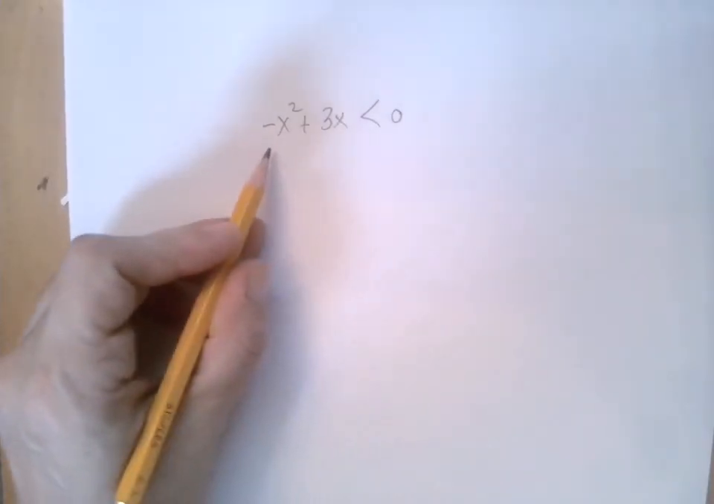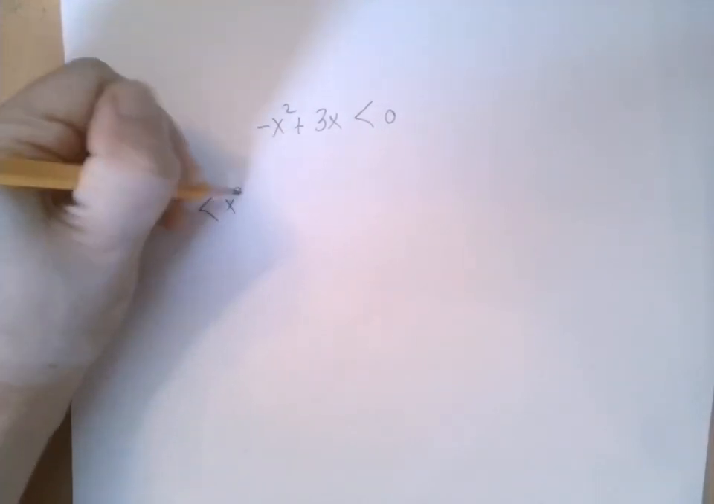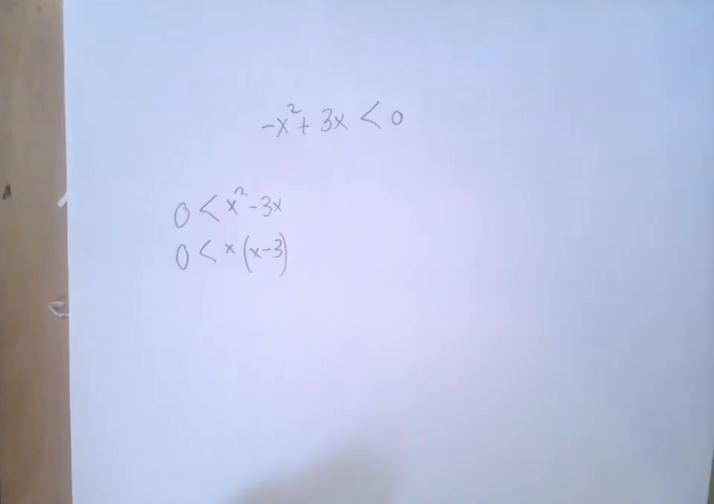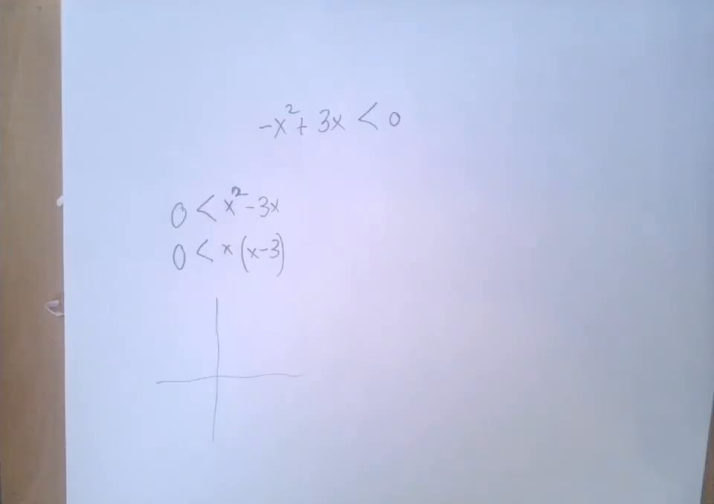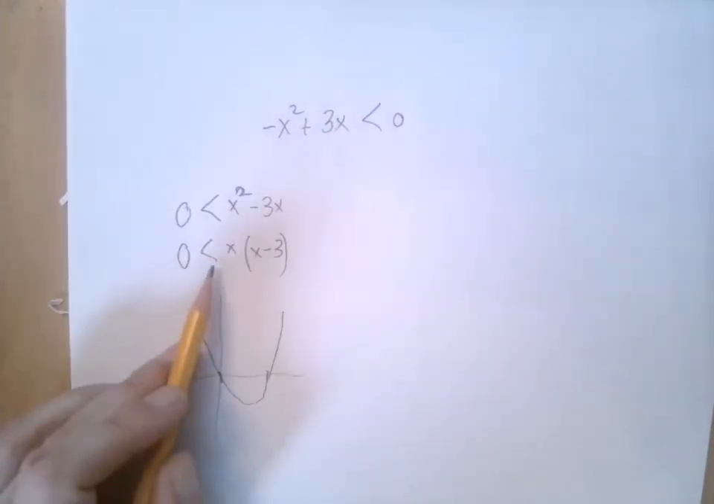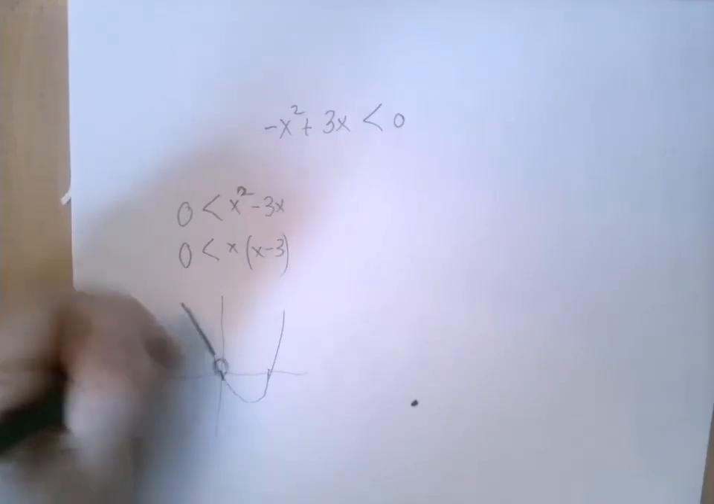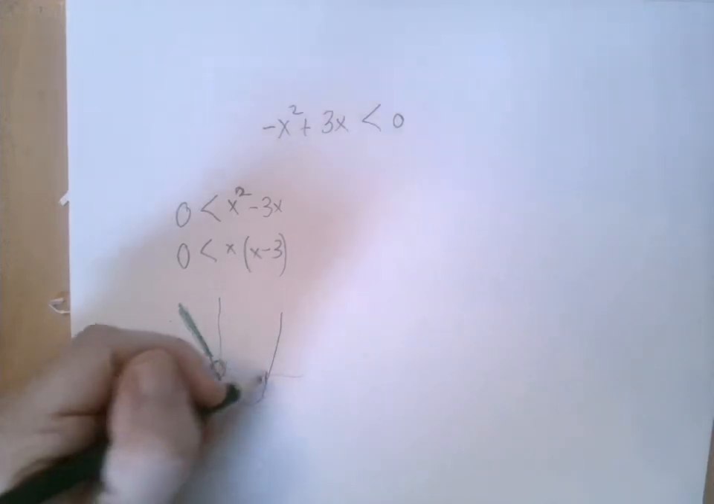Then if we add x squared and subtract 3x, we're going to get 0 is less than x squared minus 3x, which is easy to factor. We just factor out x. The x-intercepts are at 0 and 3. And we're asking, where is this expression greater than 0? So the answer is to the right of 0 and to the left of 3.